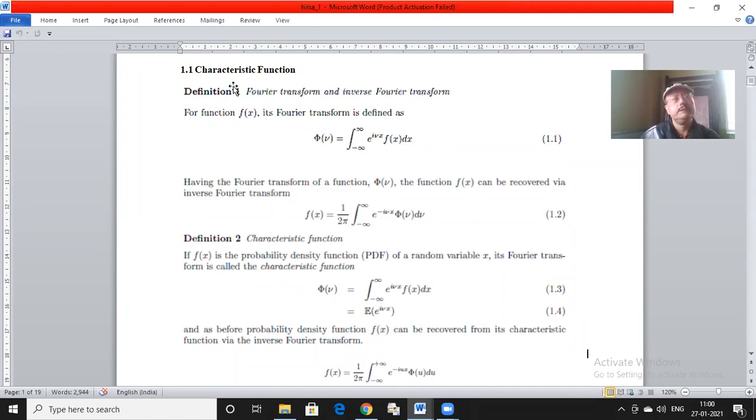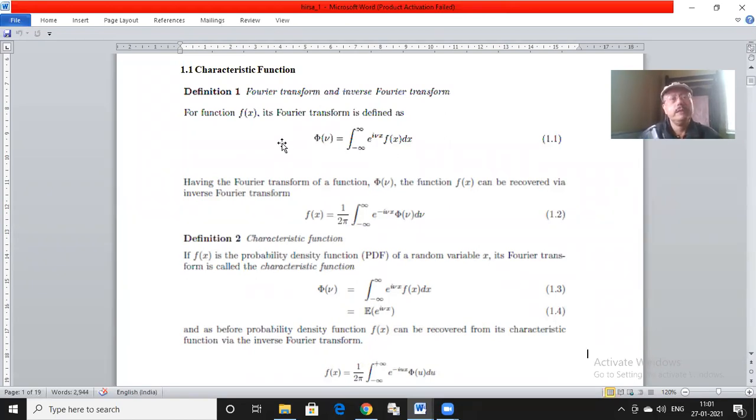So the section actually starts with the definition of the Fourier transform and its inverse. For any function f(x), the Fourier transform is defined as this: phi(nu) is the integral of e to the power i nu x, f(x) dx, over the whole of the real line. So first up, we are focusing only on real valued random variables, only on the real line. Most of the time we will talk about one-dimensional models, so many of the theoretical complications are as yet not here.